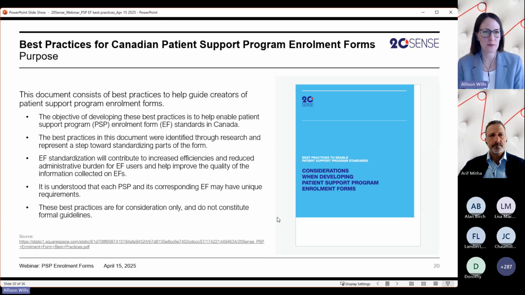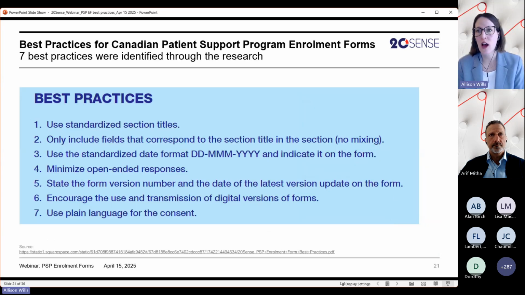Okay, so I'll just read these 7, and then Arif is going to take us through the details. It's much shorter than the earlier part. So there were 7 best practices that were identified. 1 is use standardized section titles. And number 2, only include fields that correspond to the section title in the section. So no mixing. Those 2 you will see together in just a moment.